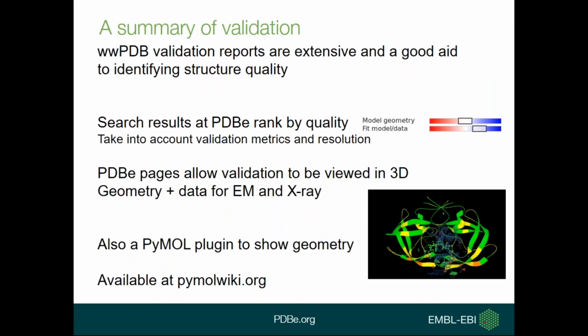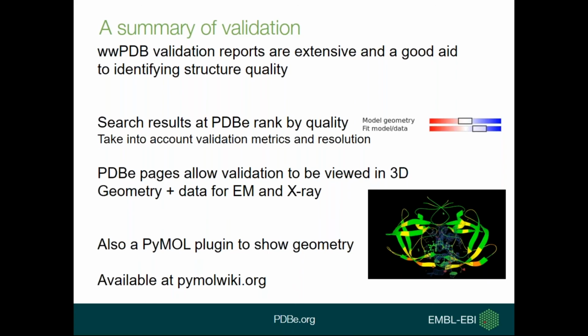The worldwide PDB validation reports are extensive, and they're a good aid to identifying good structure quality. And at PDBe, your search results can be ranked by quality. So if you have several hundred HIV proteases, you can rank them by quality and get the one which has the fewest outliers at the top. And our pages allow the validation to be viewed in 3D on the structure. 3D structures don't come with error bars, but this is the closest we can get to it, showing geometric outliers and the fit to data for electron microscopy and X-ray entries.